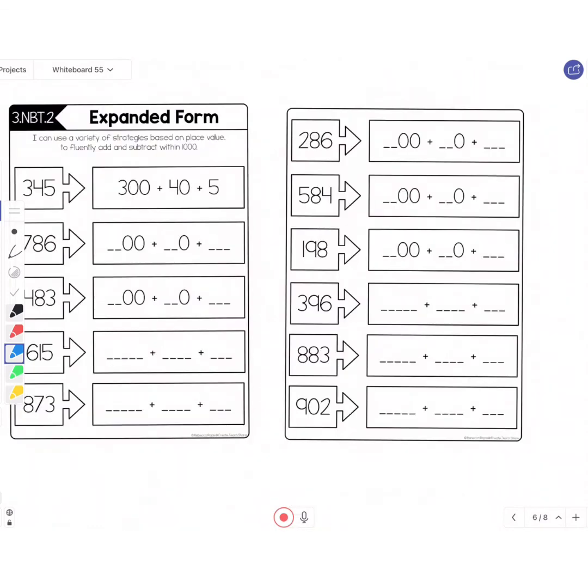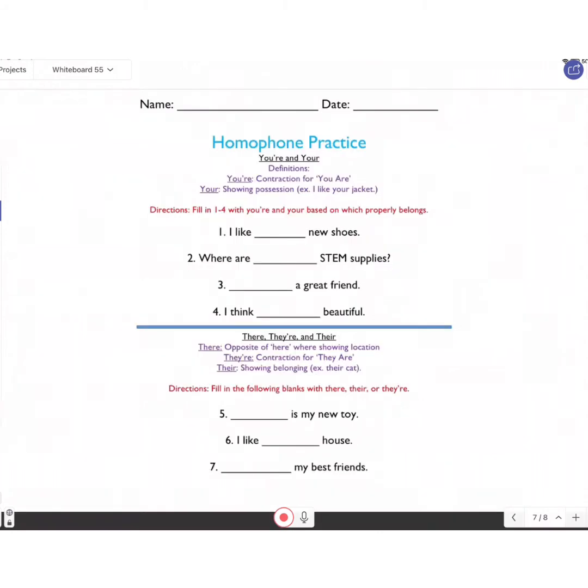And then a review of expanded form. So in the example, it really shows it perfectly. 345, you start by representing the digit in the hundreds place. That stands for 300. The 4 stands for 40, and the 5 stands for 5. So it's 300 plus 40 plus 5. So you're going to show all of these numbers in expanded form, please. Go ahead and make sure you do this in your math notebook as well, and then you will go ahead and turn this in to me.